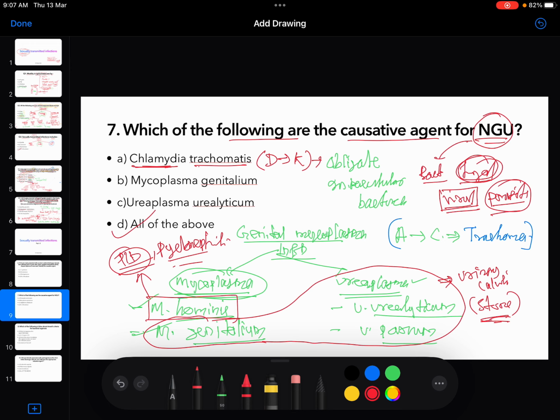Mycoplasma hominis causes the pelvic inflammatory disease. And here the question is, which of the following are the causative agents of non-gonococcal urethritis? The answer is all of the above.